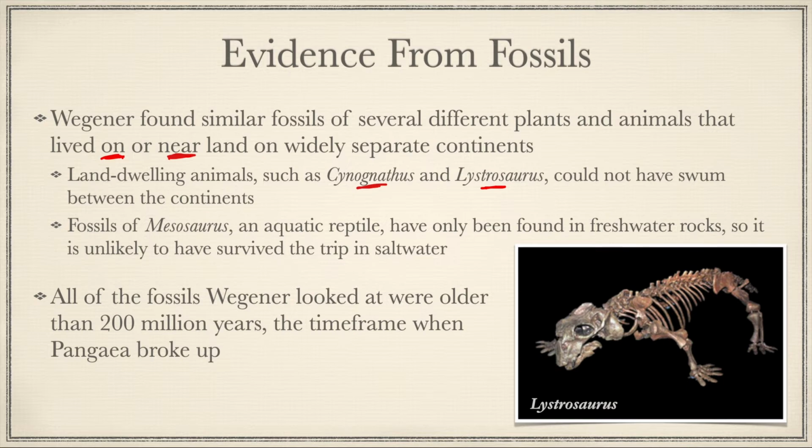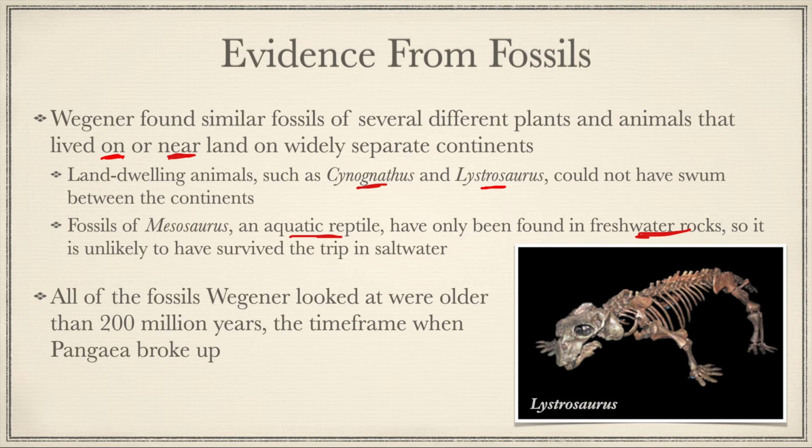So, kind of the same thing with the rock samples and the mountains too. The mountain layers are not going to move from one continent to another across the ocean. Now, fossils of Mesosaurus, which is an aquatic reptile, have been found in freshwater rocks. So it's unlikely that it would survive a trip in saltwater. Freshwater organisms usually don't do well in saltwater.